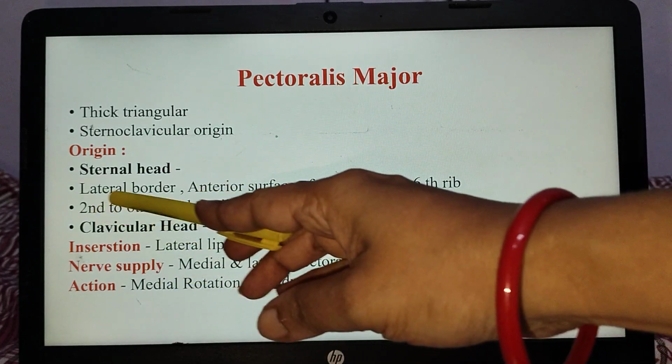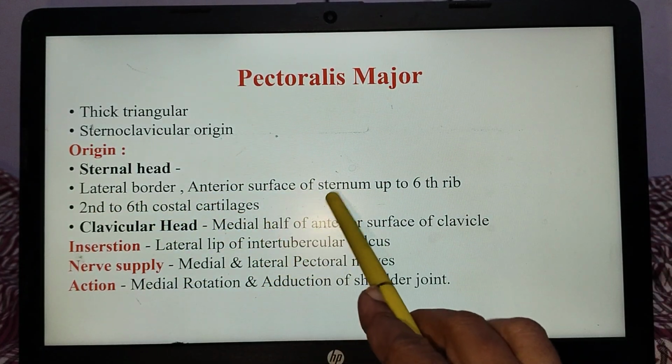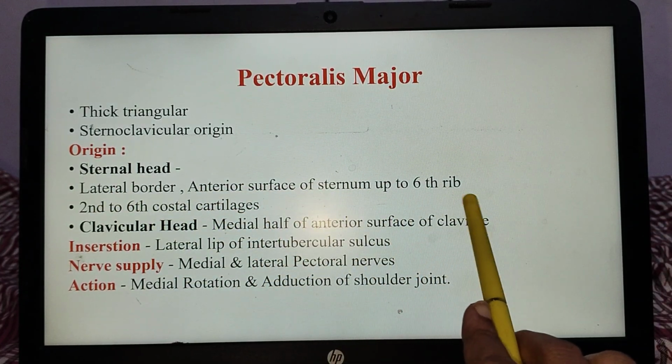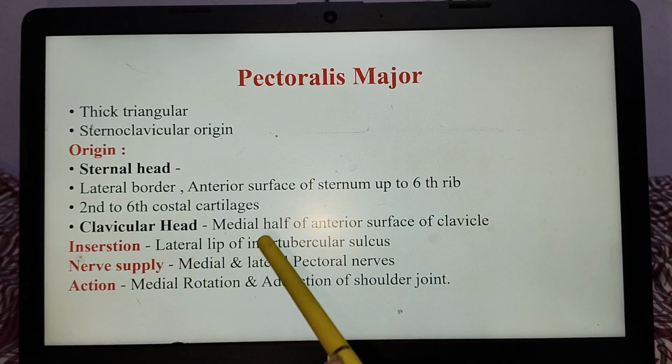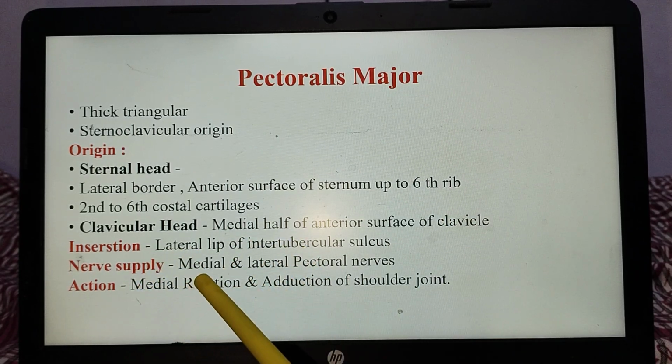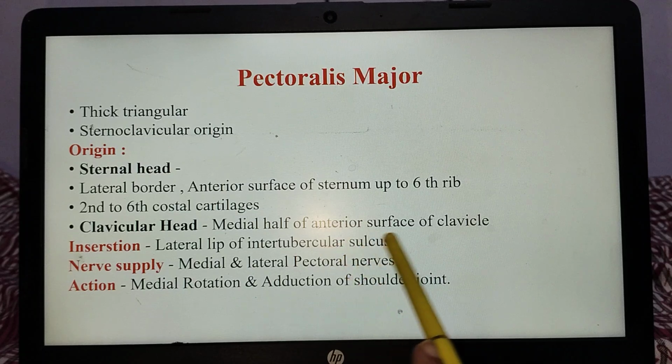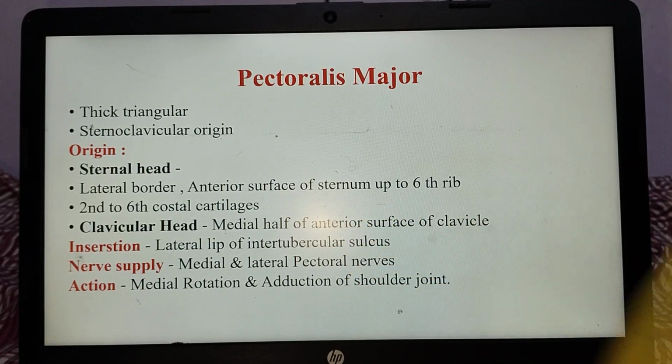sternoclavicular origin. Sternal head from the lateral border and anterior surface of the sternum up to the sixth rib and second to sixth costal cartilages. Clavicular head from the medial half of anterior surface of the clavicle.